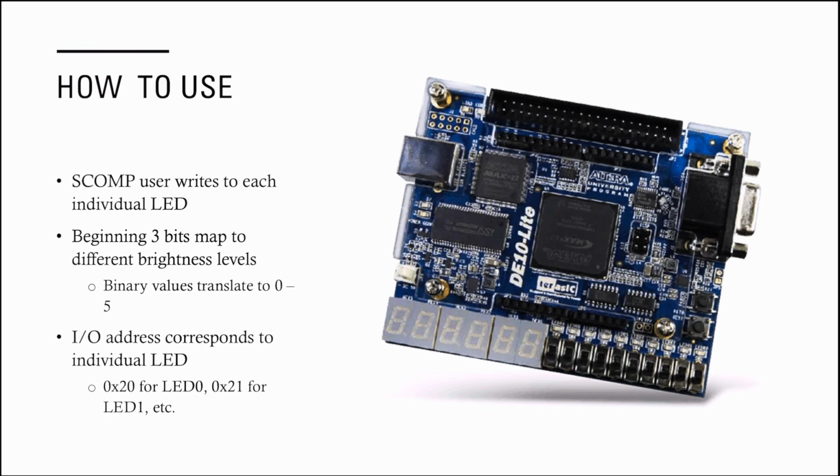And how you control which LED you want to change the brightness for is you use the I/O addresses of the peripheral. So for example, if you want to change the rightmost LED, you would send that data to I/O address 20, and then for the one to the left of it, LED 1, it would be 21, and so on.